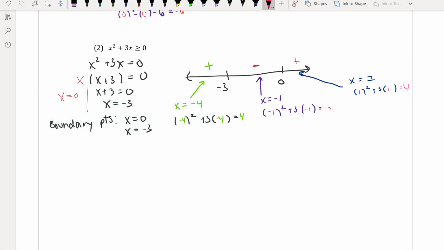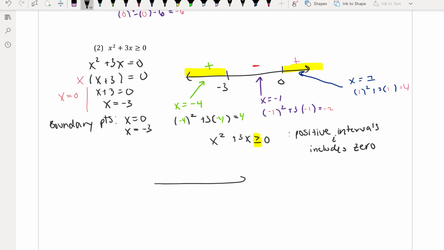So it's positive. So remember, what we have is x squared plus 3x greater than or equal to 0. So that greater than or equal to 0, that's looking for positive intervals since it's bigger than 0, and also includes 0 because there's a line underneath the inequality. So this here tells us that it also includes the 0. So if we're looking for our positive intervals, that's here and here.